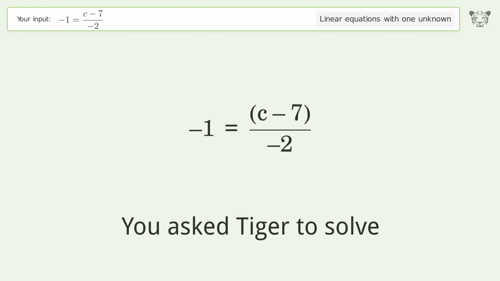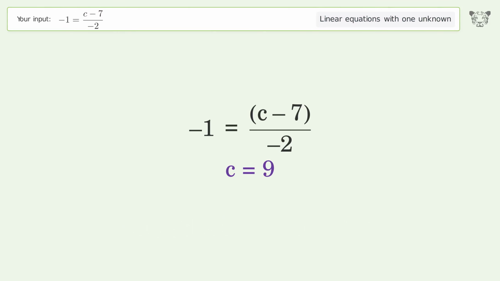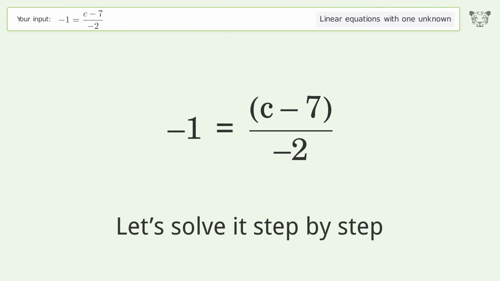You ask Tiger to solve this. This deals with linear equations with one unknown. The final result is c equals 9. Let's solve it step by step.